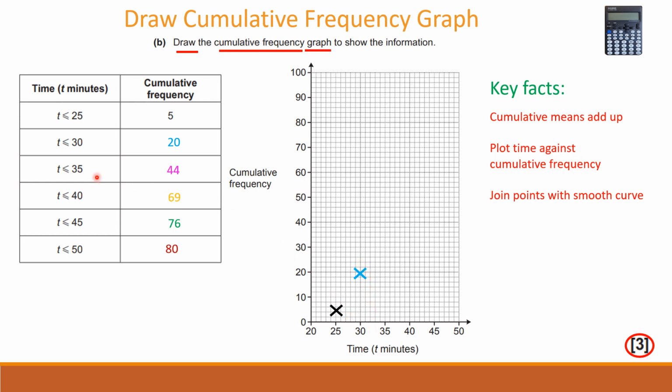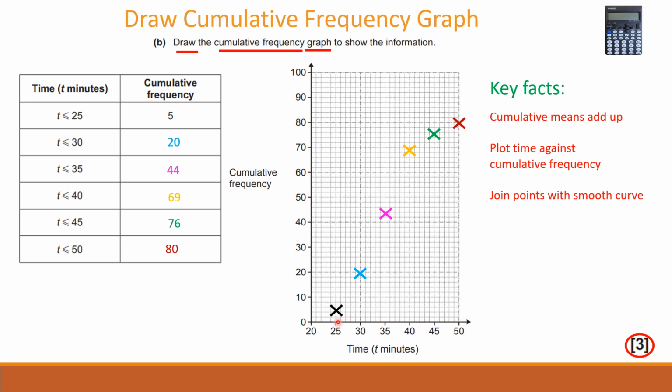Then I'm going to go from 35 to 44. So across 35, then I'm going to go up 44. That's my third point. Then I've got 40, 69, so I'm going to go across 40 up until I reach 69, plot the point. Then I've got 45, 76, so I'm going across 45 and up 76. And then I've got 50 and 80, so going across 50 and going up to 80.